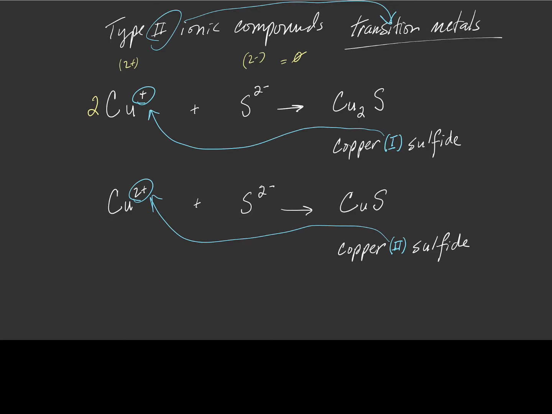So let's look at another example. Let's go in reverse. How about if I give you a name? Let's go with iron 3 sulfide. Let's write the balanced ionic equation for iron 3 sulfide.